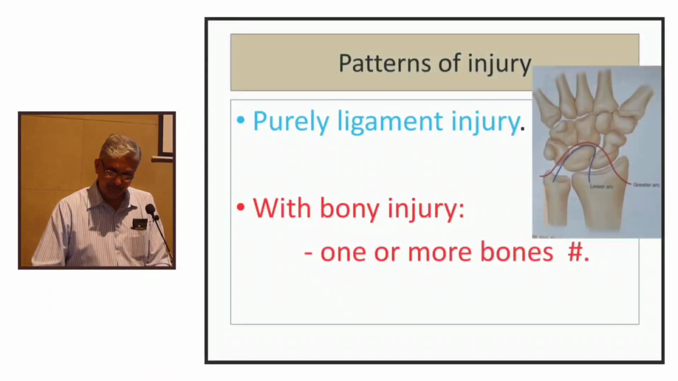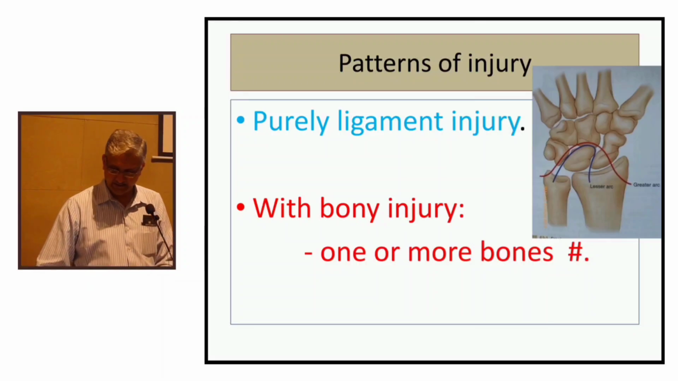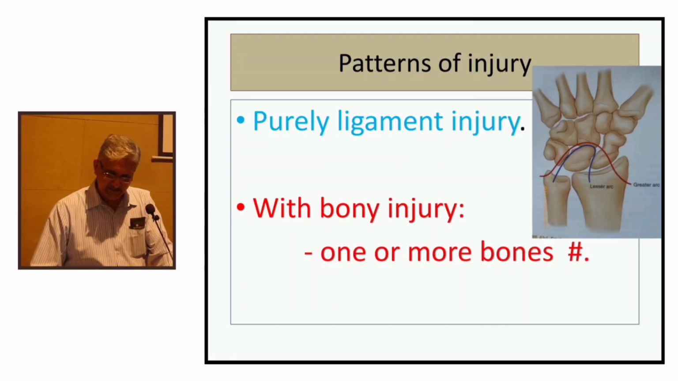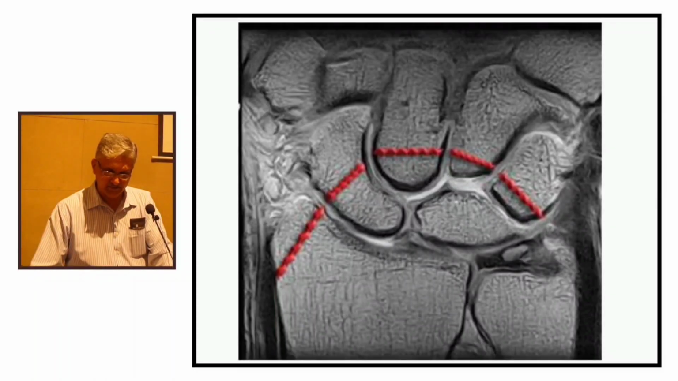The injury can be purely ligamentous, or it can be through the bone. Purely ligament through the blue line, or purely bony through the red line. When it is through the ligaments, it's called a lesser arc injury. When it is through the bone, it's called a greater arc injury. So it can be through the ligament or through the bones.